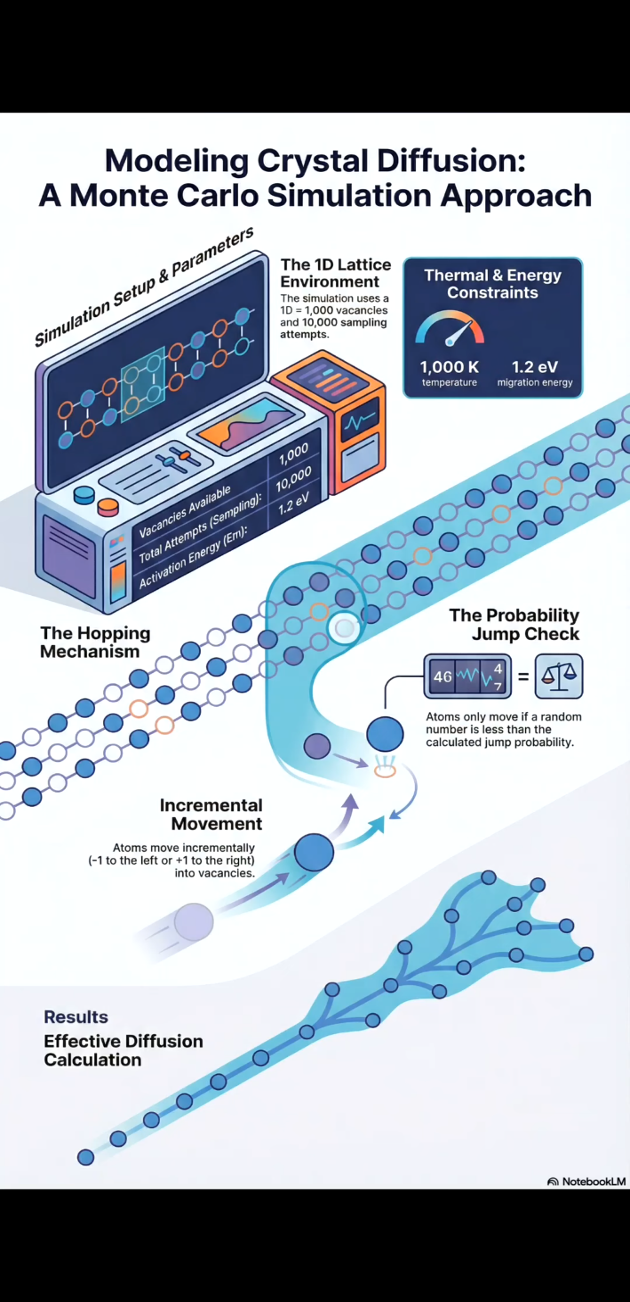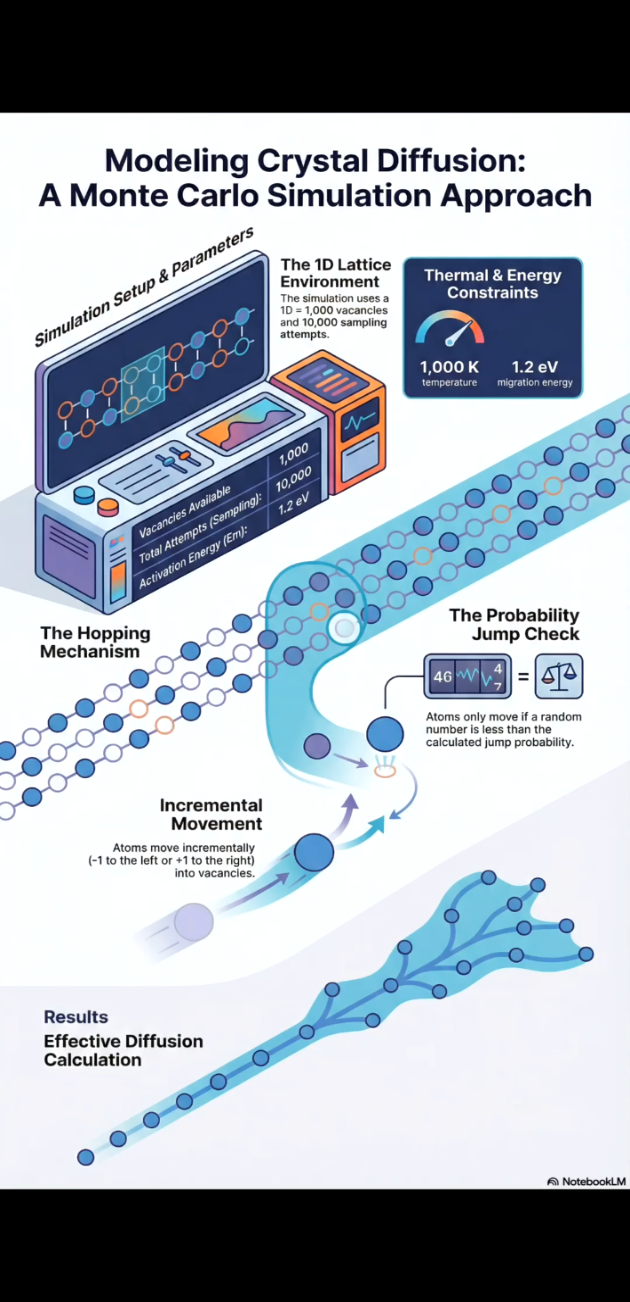Right, divided by 2t. And just a quick note, the 2 comes from the dimensionality. Because it's a 1D line, you can go 2 ways, left or right. If this were a 3D simulation, it would be divided by 6t, because there are 6 directions: up, down, left, right, forward, back. That's a great detail. But sticking to our 1D line, they run the simulation.